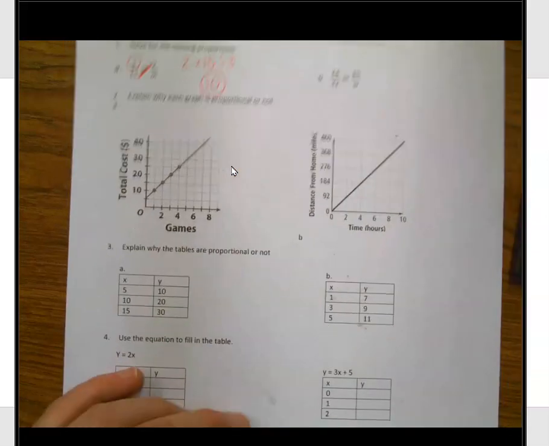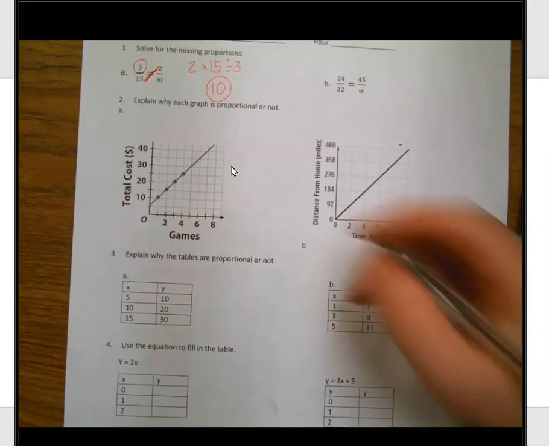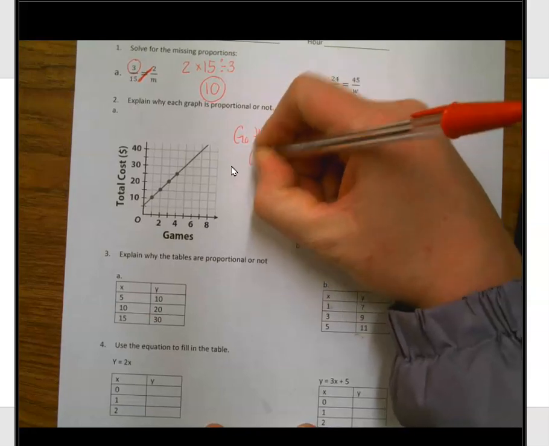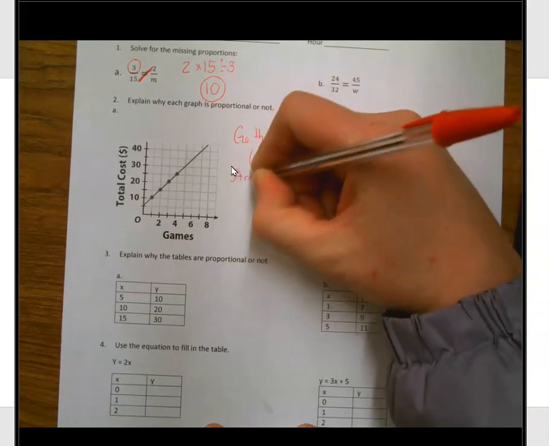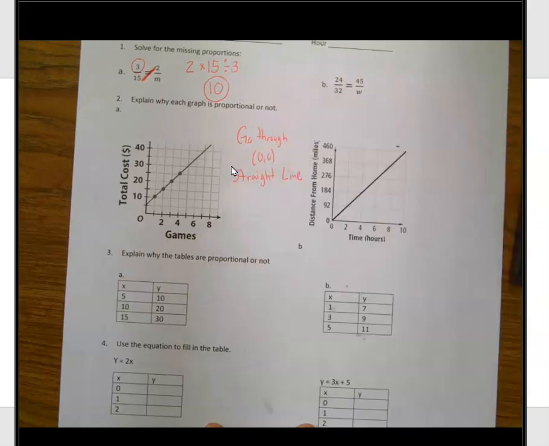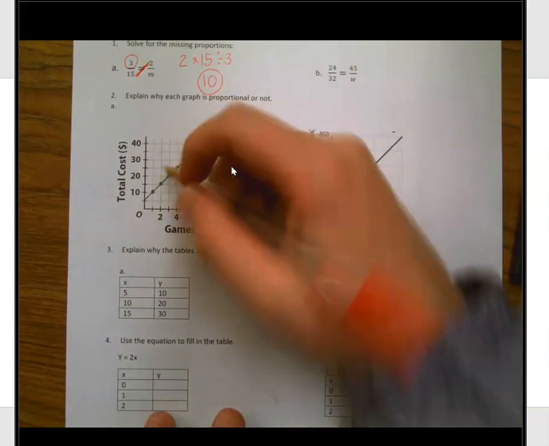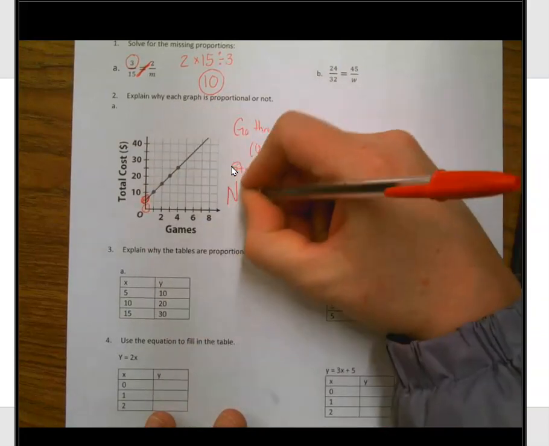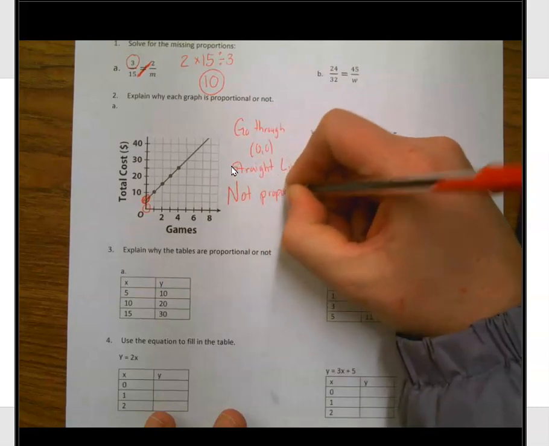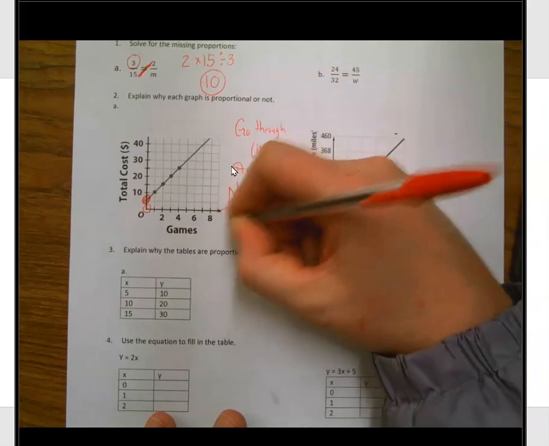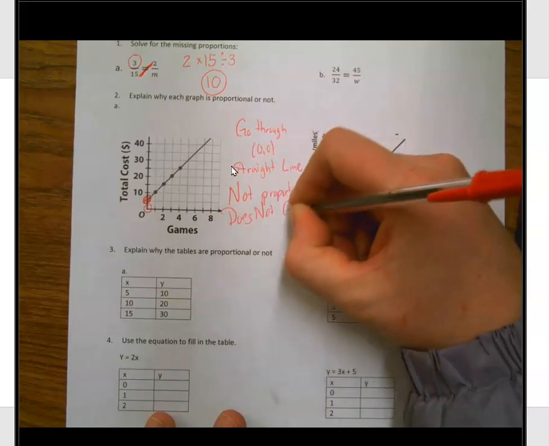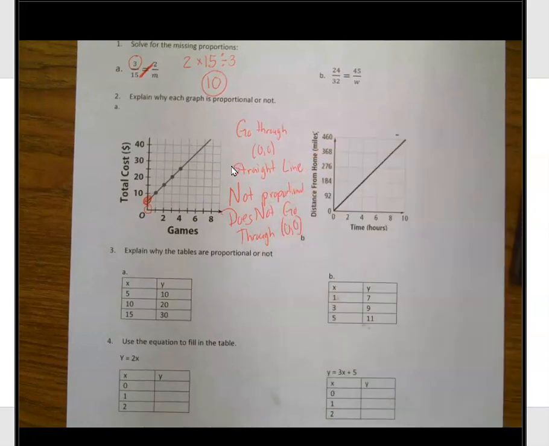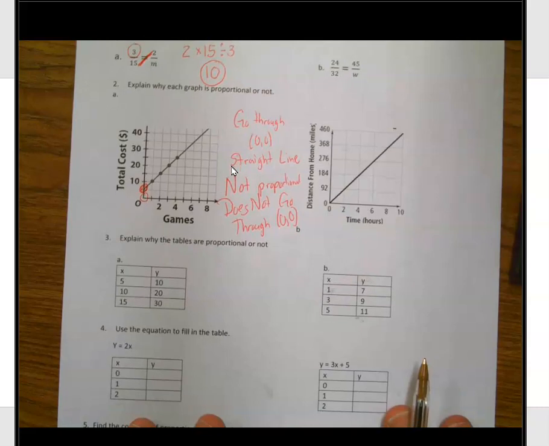Okay. On this one, is it proportional or not? For a graph to be proportional, two things have to be true. It has to go through 0, 0, and it has to be a straight line. Those are the two things I'm looking for on a graph to determine if it's proportional. This one is absolutely a straight line, but 0 is here and it starts here, so it's not proportional, because it does not go through 0. And the point 0, 0 is also called the origin.